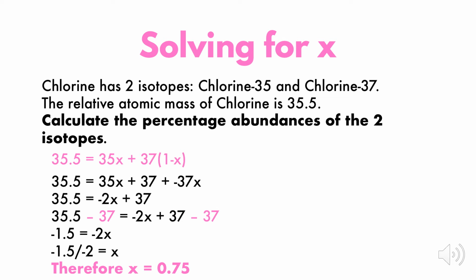X is 0.75. We haven't actually answered the question though, because the question asked us to calculate the percentage abundances of the two isotopes. So we've got a little bit more work to do before we're done. Let's see if you can work out the percentage abundances then. So pause your video again and restart it when you're ready to check your answer.